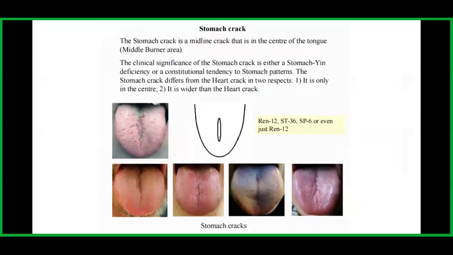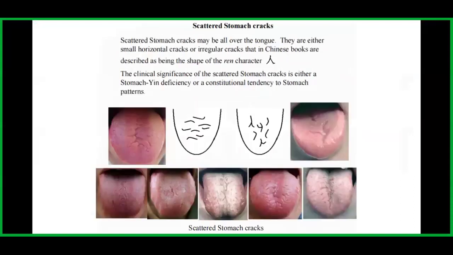The scattered stomach cracks may be all over the tongue. They are either small horizontal cracks or irregular cracks that in Chinese books are described as being the shape of the Ren character. The clinical significance of the scattered stomach cracks is either a stomach yin deficiency or a constitutional tendency to stomach patterns.